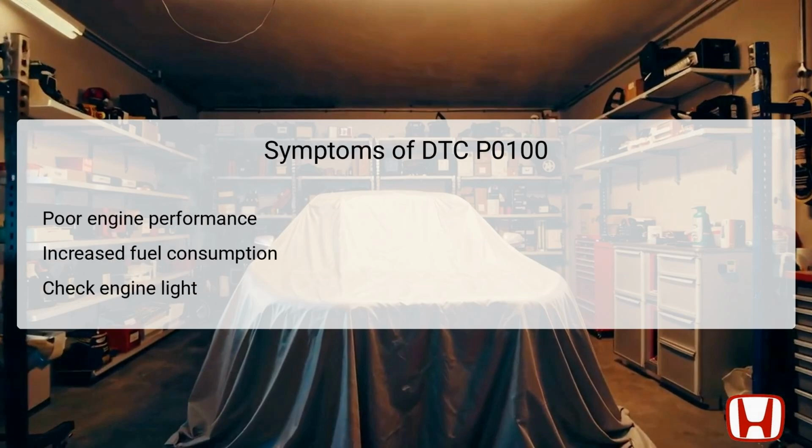Symptoms associated with DTC P0100 can manifest in various ways, directly impacting the vehicle's performance and efficiency. One primary symptom is poor engine performance, which can include rough idling, stalling, or a lack of acceleration. Drivers may also notice an increase in fuel consumption, as the ECU struggles to maintain proper air-fuel ratios due to unreliable data from the MAF sensor.